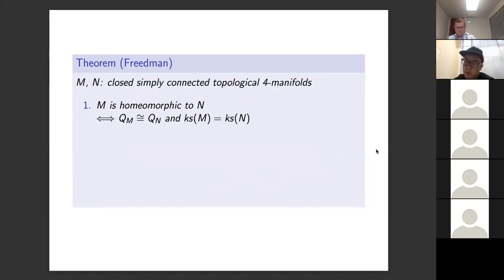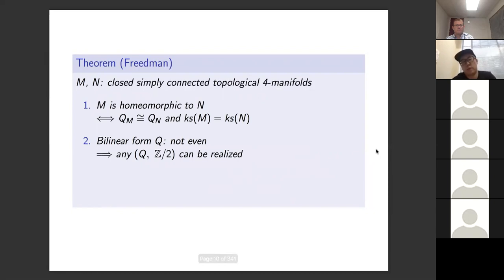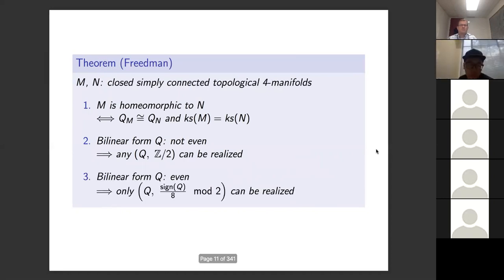The other side of this question is, if we have a pair of these two kinds of invariants, can we realize them by a topological 4-manifold? We divide this into two cases. When the bilinear form Q is not even, then any pair of Q with either 1 or 0 can be realized as such a topological 4-manifold. And if the bilinear form Q is even, it's an algebraic fact that the signature of this bilinear form is always divisible by 8, and then only certain pairs can be realized. This completely solves the question of how to classify all simply connected topological 4-manifolds.